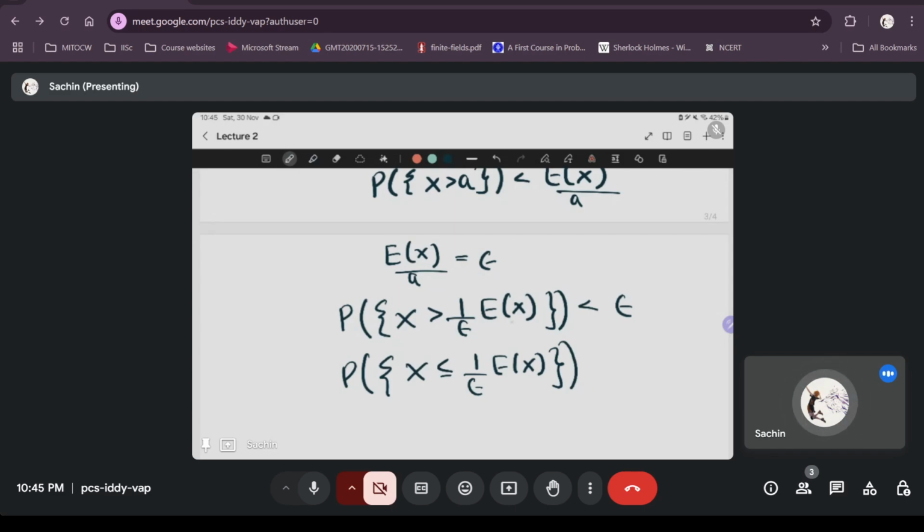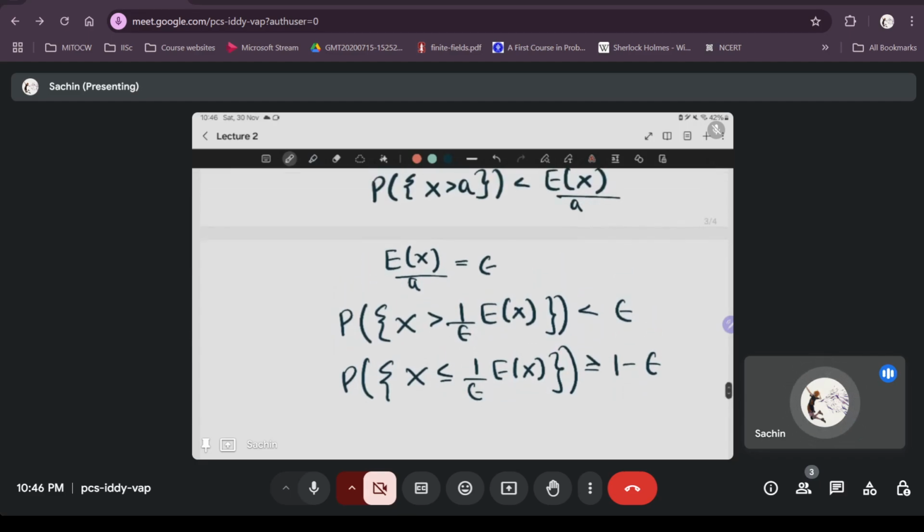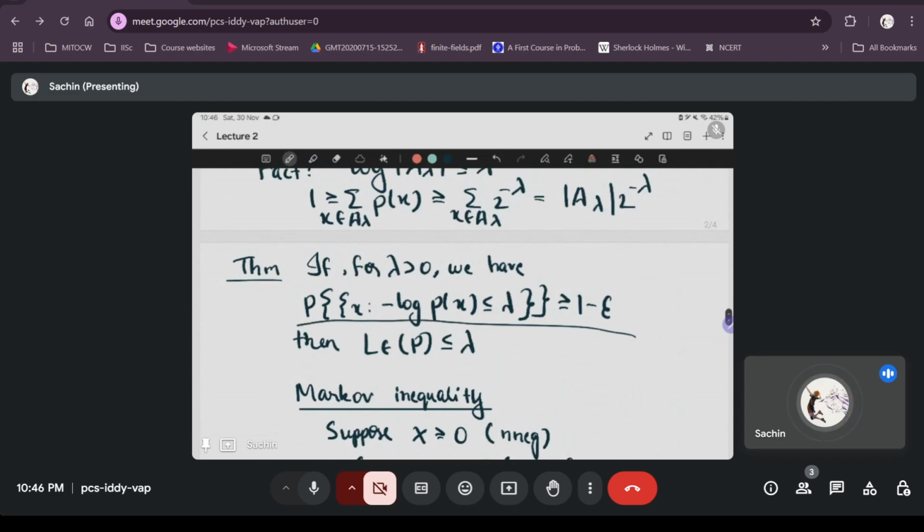The complementary event, if some event has probability less than epsilon, the complement of that event will have a probability 1 minus epsilon. So if this event has probability less than epsilon, then its complement will have probability greater than or equal to 1 minus epsilon, right? So now we have an inequality of the form P of some set is greater than or equal to 1 minus epsilon, where that set is the set of all outcomes such that minus log P of x is less than or equal to lambda.